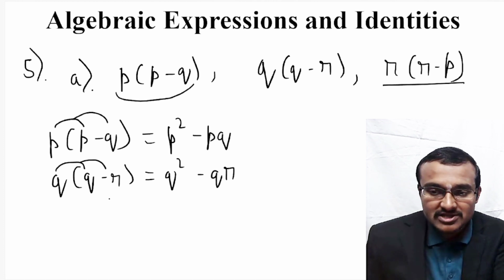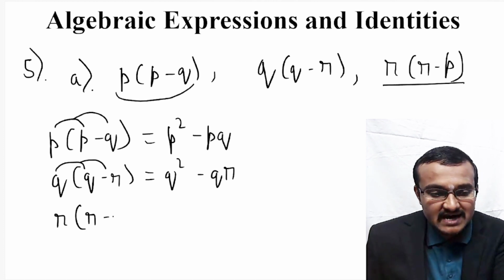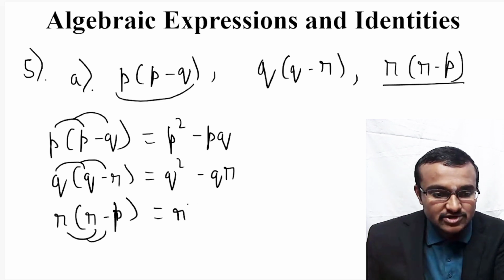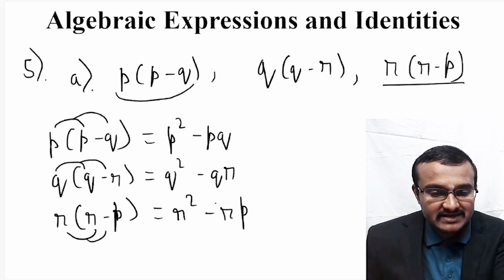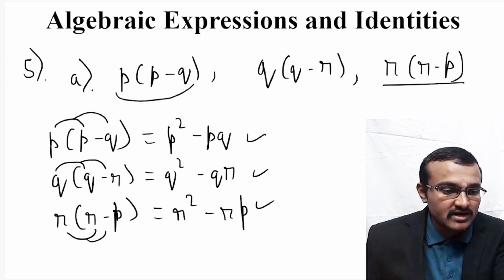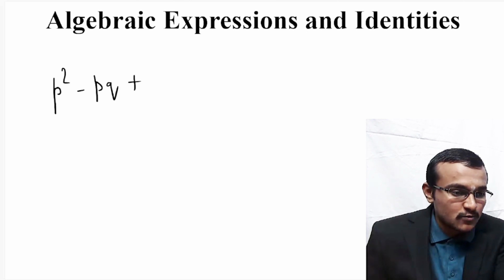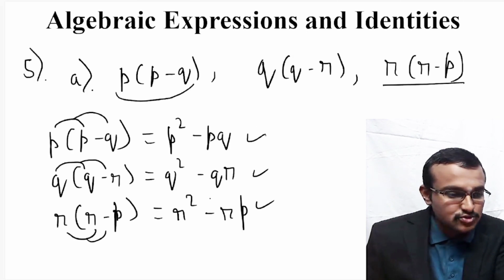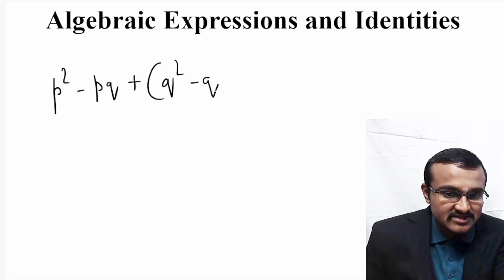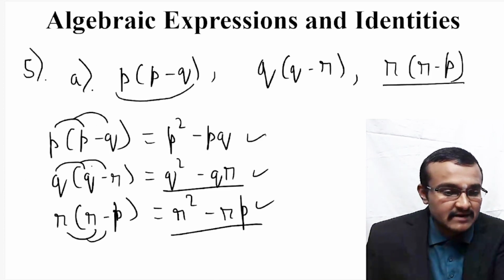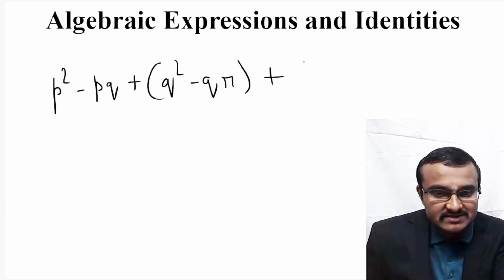Again, when you solve the third expression which they have given, that is r into r minus p, here also you should multiply r with r and with minus p. So r into r is r square, and r into minus p will be minus rp. So these three algebraic expressions you have got. Now you should add these three. It will be p square minus pq, plus the second term q square minus qr, plus the third expression, r square minus rp.